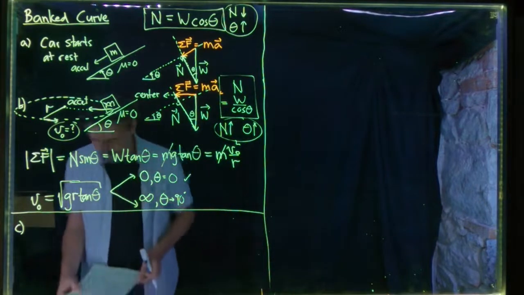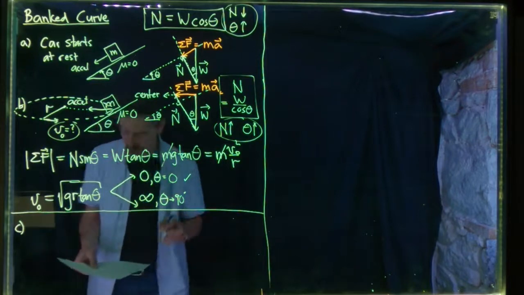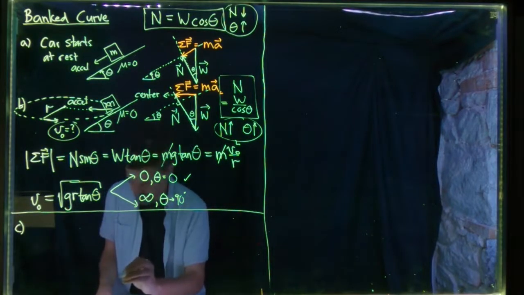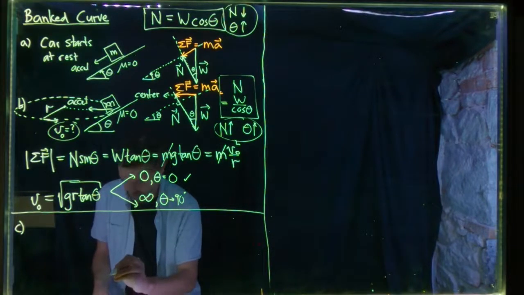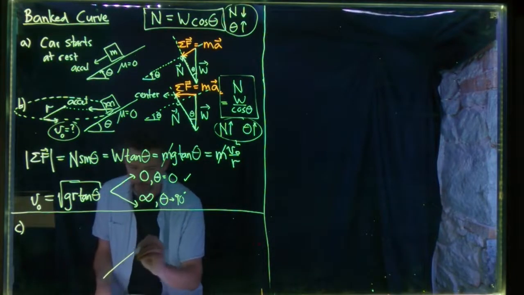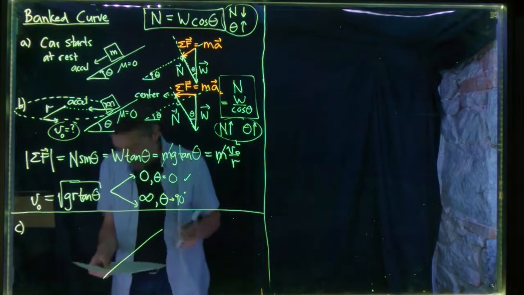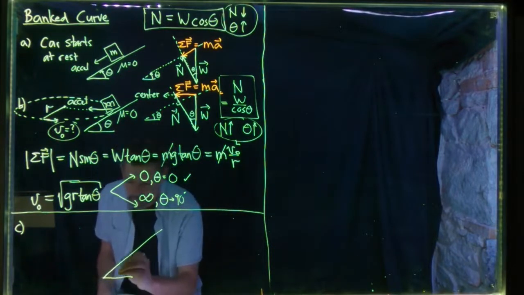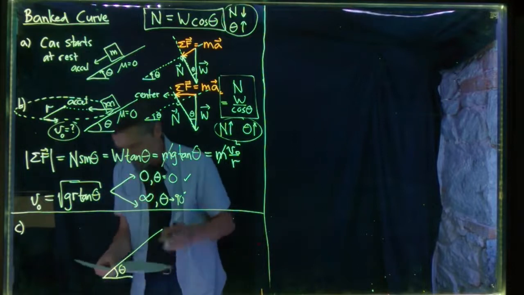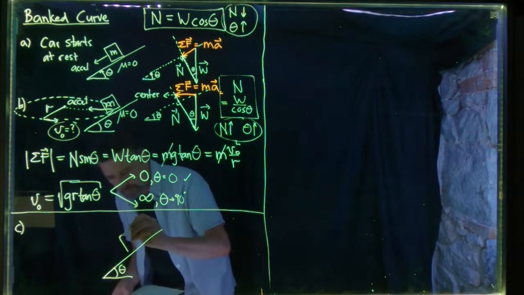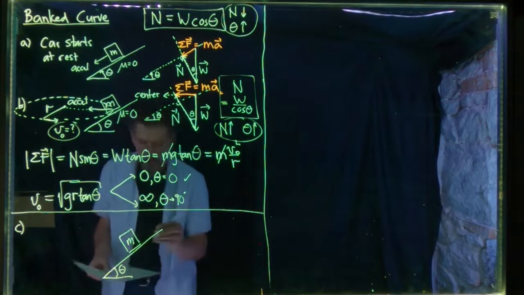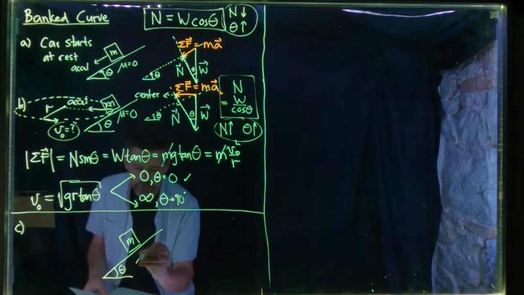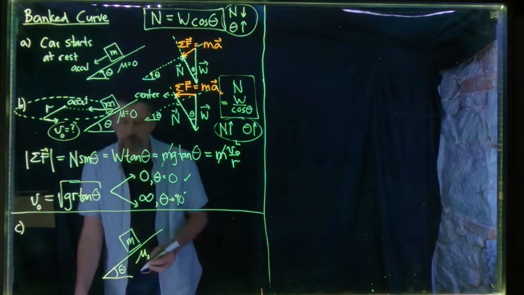Right. So let's just draw the picture first, and then we'll talk a little bit more about that. So now we have the same banked curve, like that. And it's banked at some angle theta. And we've got our car, an object of mass m. And we've got a coefficient of static friction, mu s.